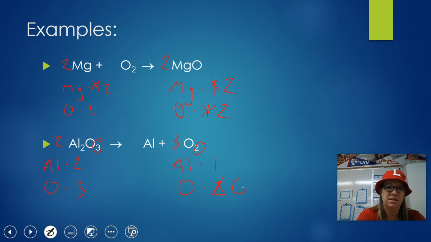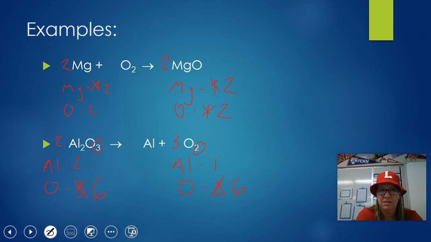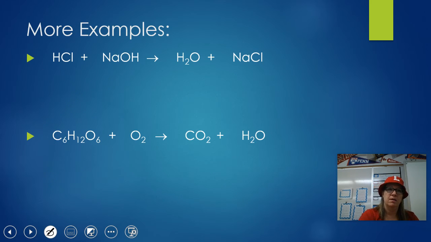So that's going to give me 6 oxygen over here and 6 oxygen over here. But since I put a 2 in front of this compound, I'm now up to 4 aluminum. So I simply come over here and put a 4 there, and now I have a balanced equation, okay? Sometimes the equation is balanced, and we might not even realize it, okay?